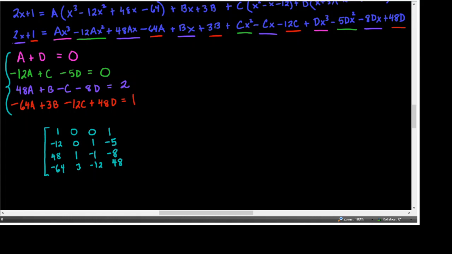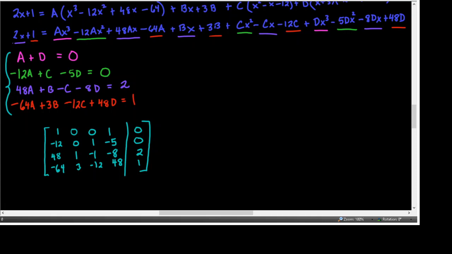Now if I were to close off this matrix, this would be what you call the coefficient matrix of that system. The coefficients of a, b, c, and d in that order for each of the equations. Then I'm going to augment that matrix with the constants on the right side. So that's 0 for the first equation, 0 for the second equation, 2 for the third equation, and 1 for the fourth equation. That's what we call an augmented matrix, and it represents that system of equations above it.